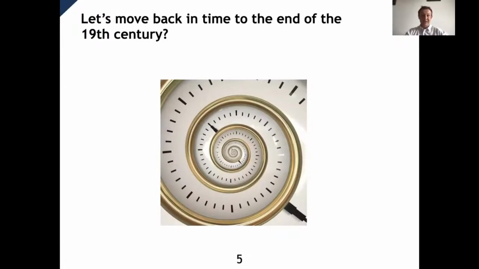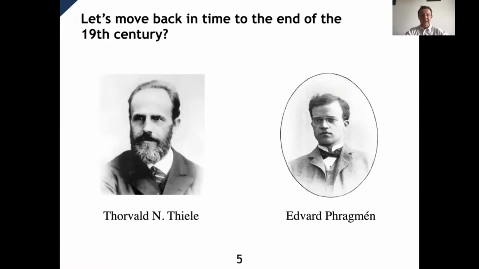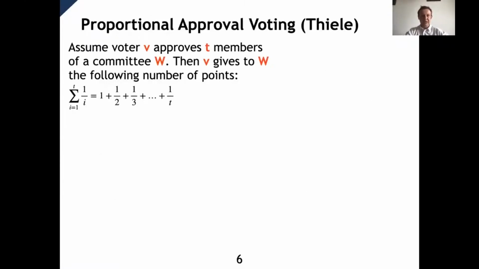There, 2 Scandinavian mathematicians, Thiele and Phragmen, were involved in a somewhat heated discussion about what is a good approval-based committee election rule. Each of these 2 mathematicians came up with a very nice proposal. Let's first look at the approval-based committee election rule that was proposed by Thiele. This rule currently is known under the name of proportional approval voting, and it works as follows.